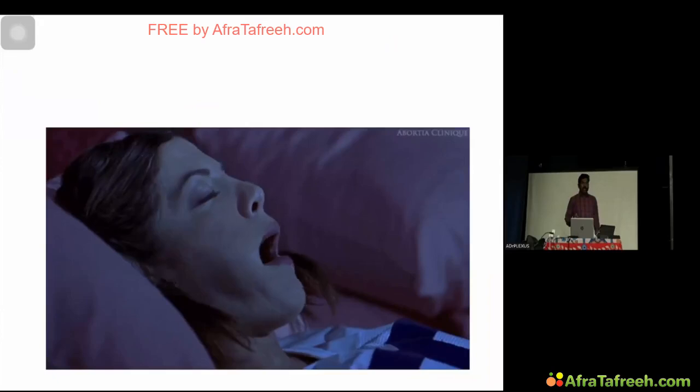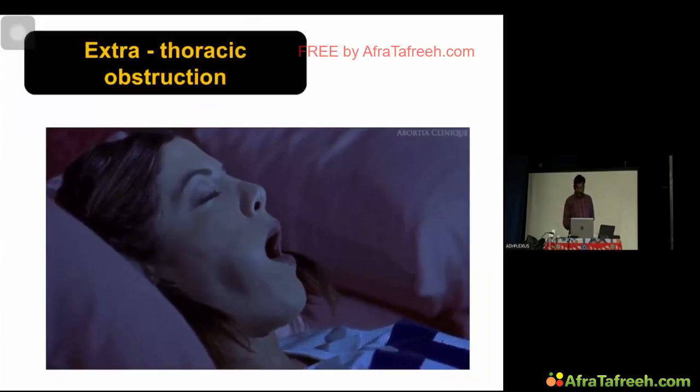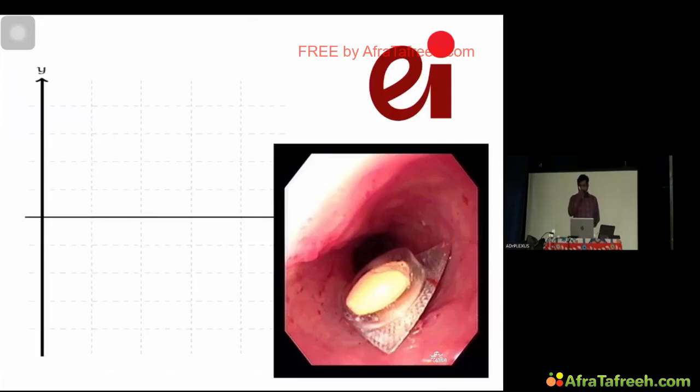Next, another patient is coming to you. This patient has large tonsils, or this patient is a psychiatric patient. The patient was told to take a tablet, and he took the tablet in this form itself. Now this tablet is obstructed here. Is it an intrathoracic obstruction or an extrathoracic obstruction?